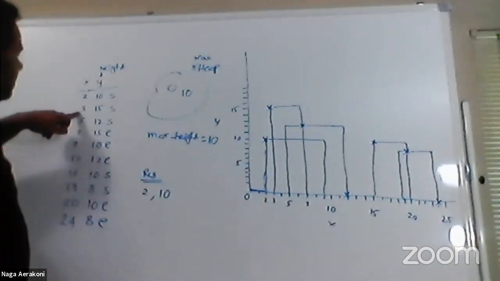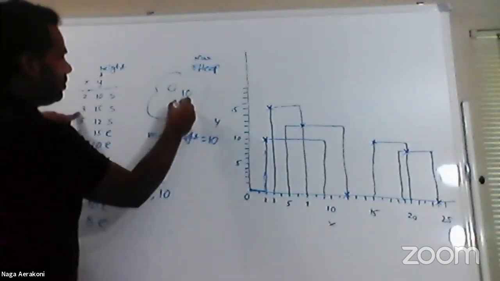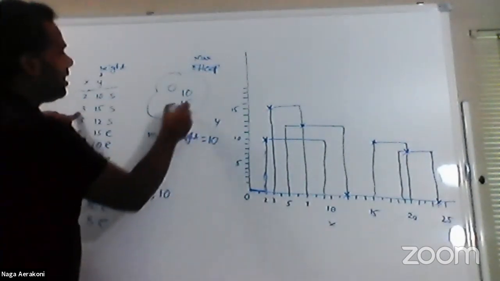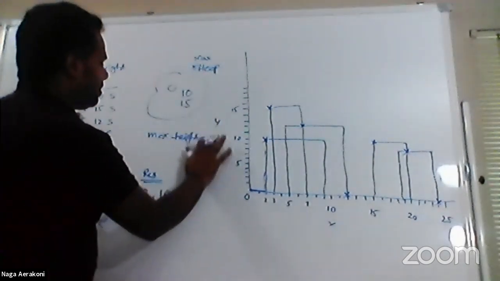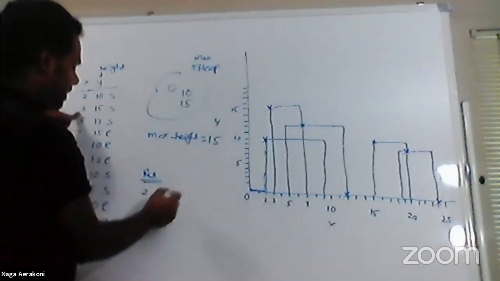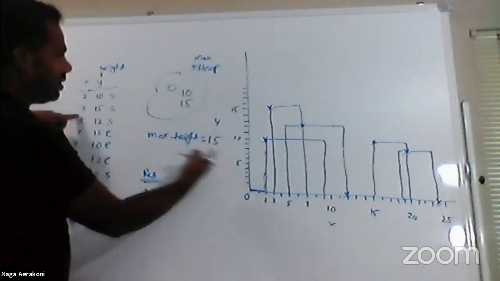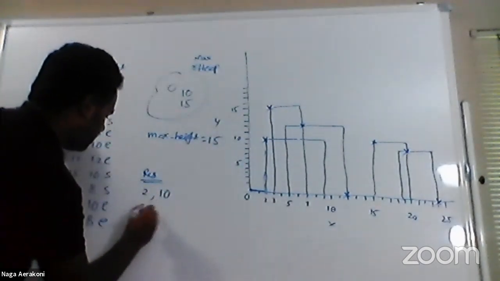Next we add 3, 15. When we add the height to the priority queue, I add 15 and my max value changed, and it will become 15. Since the max value changed, I can add this 3, 15 to the result as well. That is my next one.